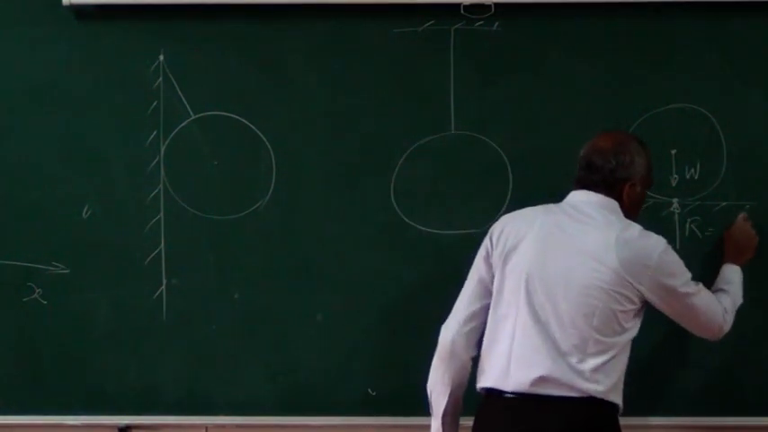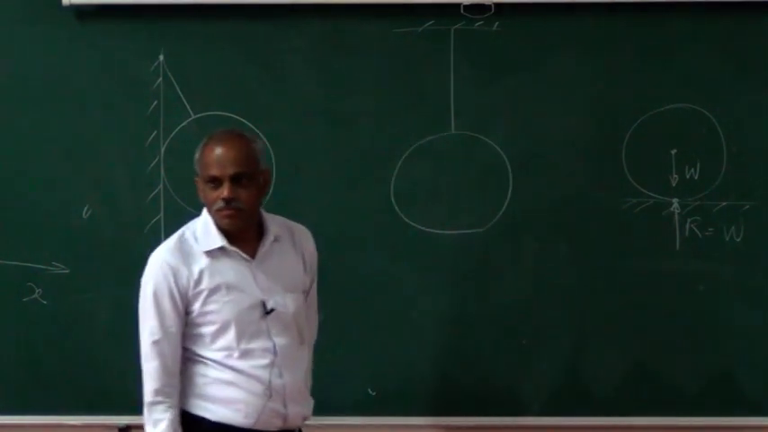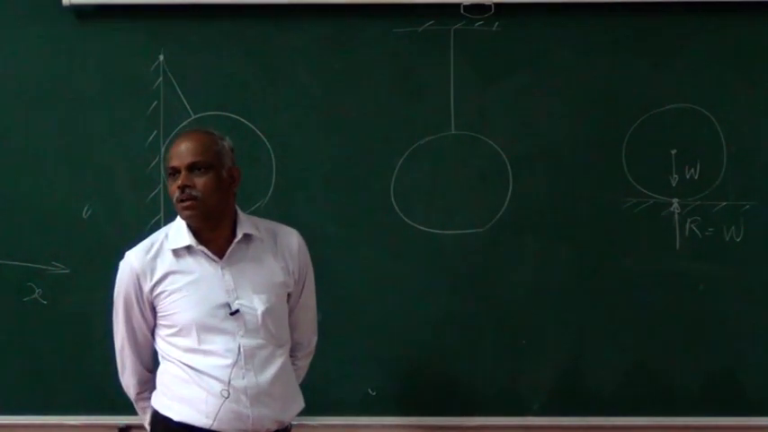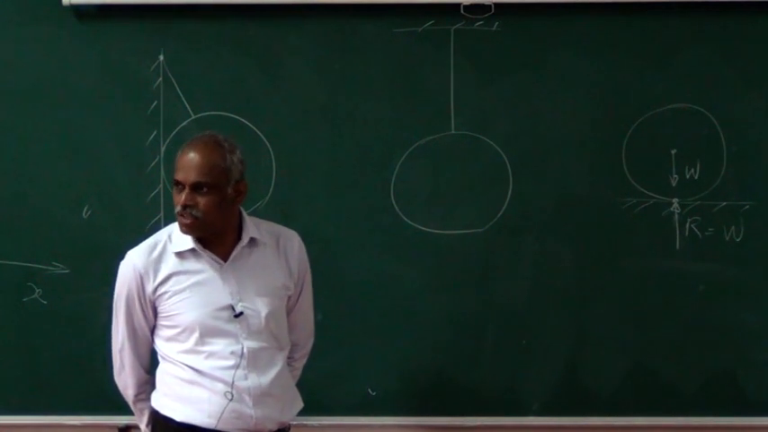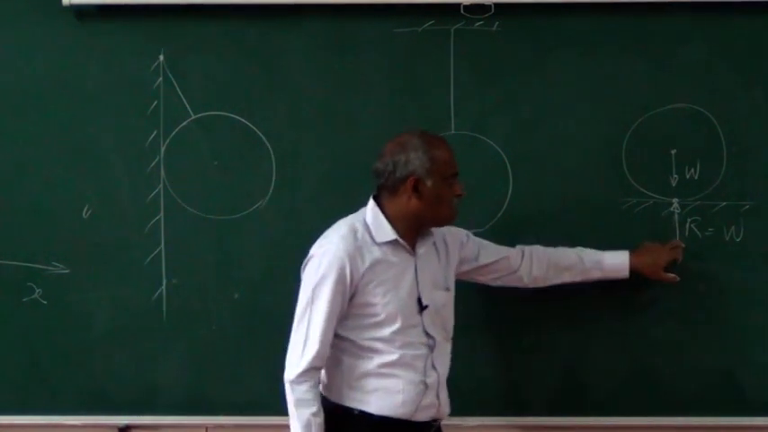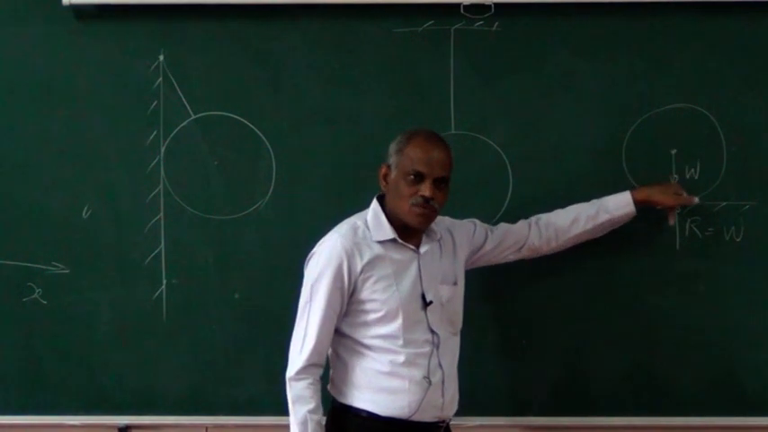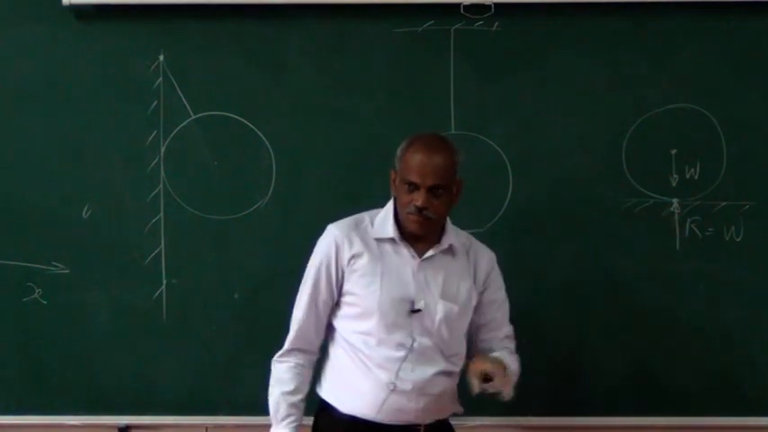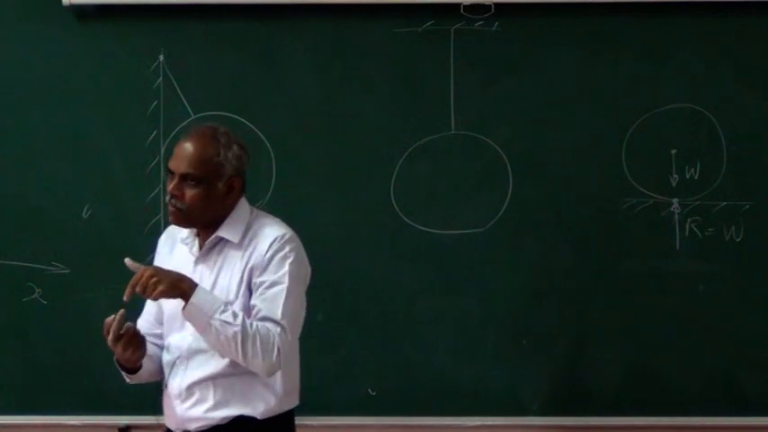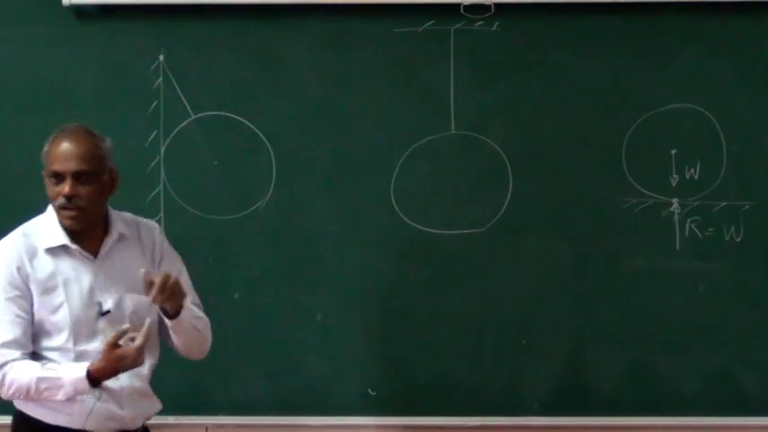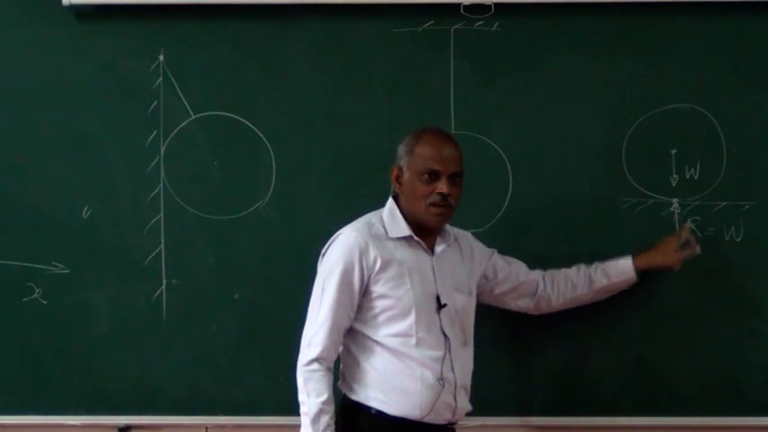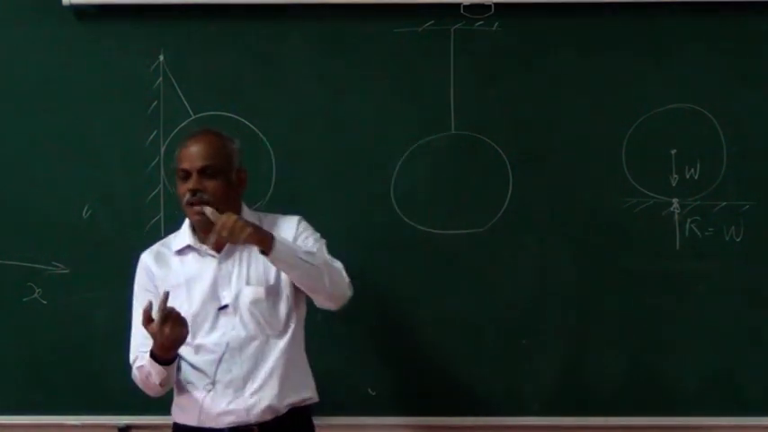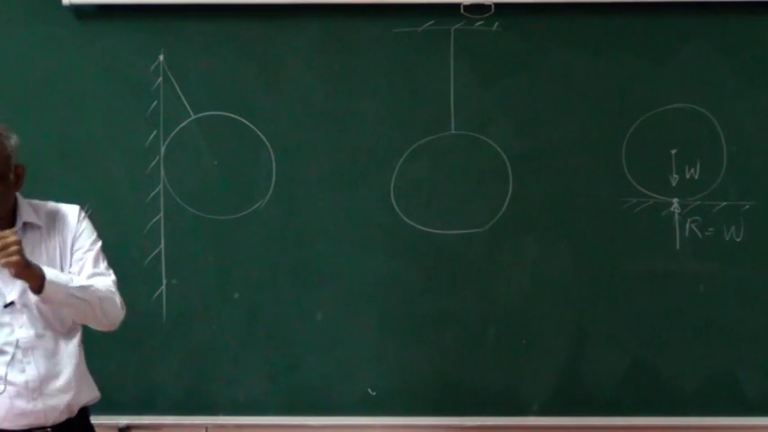So this also will be equal to the W. And since the system is in equilibrium, we can say that these two forces, the action force weight and the reaction, will be collinear. So I have a constraint, the constraint is applying a reaction R. So the action and reaction will be equal. This is Newton's third law.